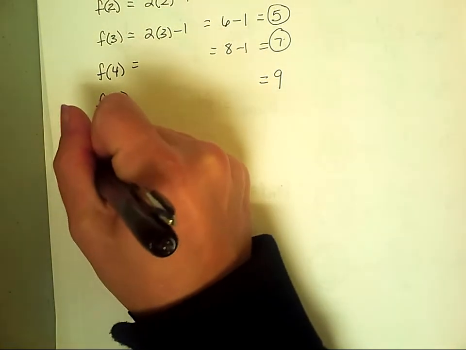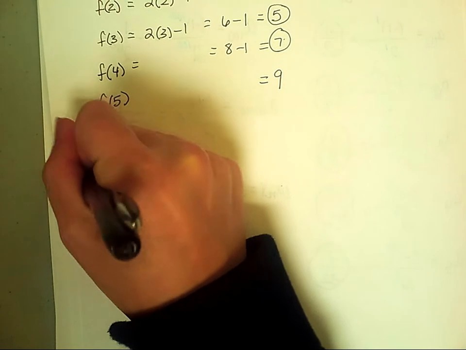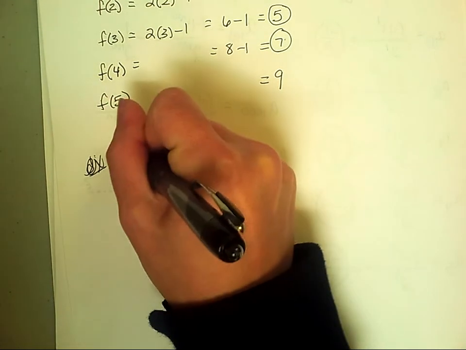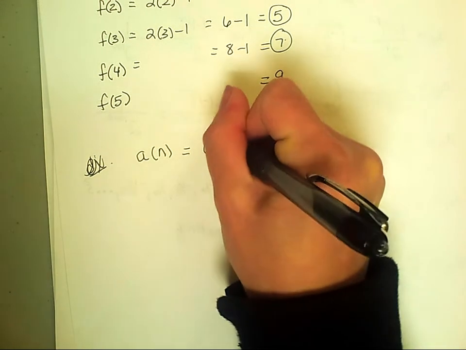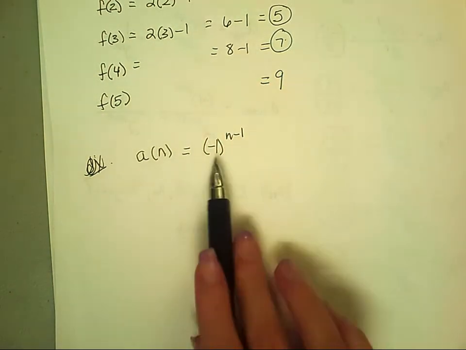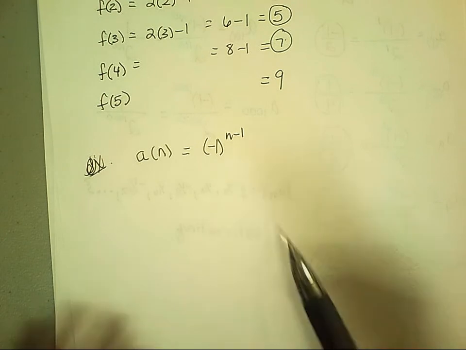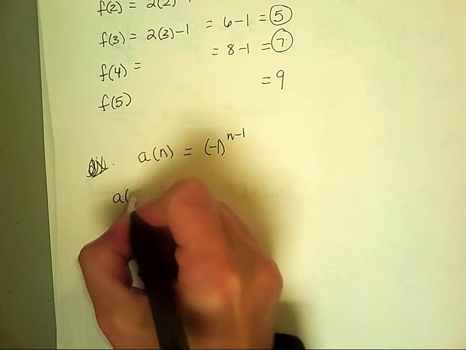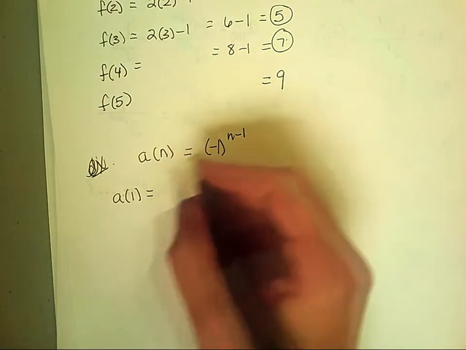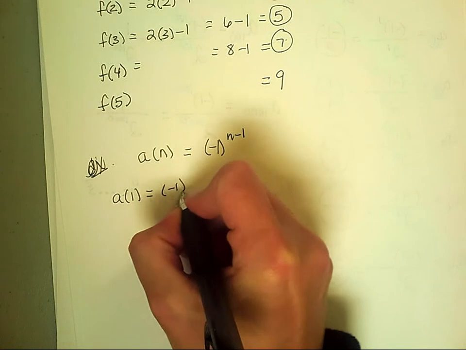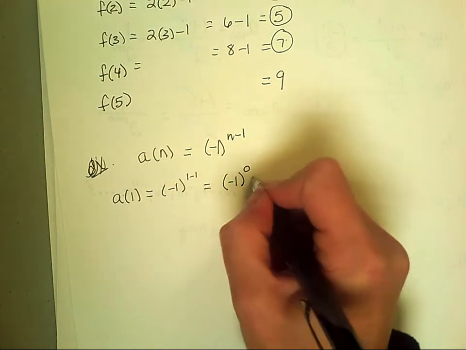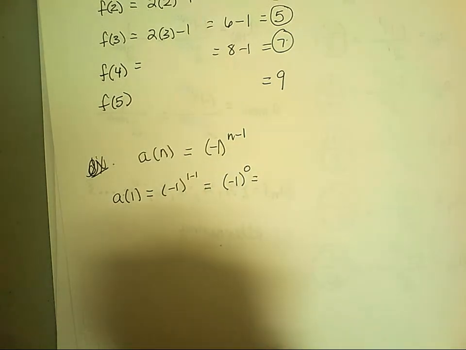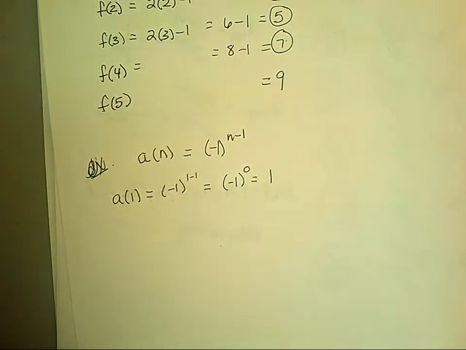Okay. Now let's find. Here's another example. What if a sub n is equal to negative 1 to the n minus 1? Okay, so this is also going to be important for us. Let's see what happens when we generate this. Okay, so a sub 1, or a of 1, which is the first term, negative 1 to the 1 minus 1, which is negative 1 to the 0. And remember, anything to the 0 power is simply positive 1.